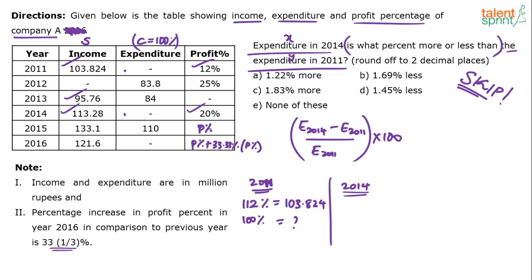And that 120% is equal to 113.28. What do we have to find out? 100%, because we are interested in the cost price. That is nothing but the expenditure. So get the expenditure here. These two values have to go to the respective places here in the formula, right?